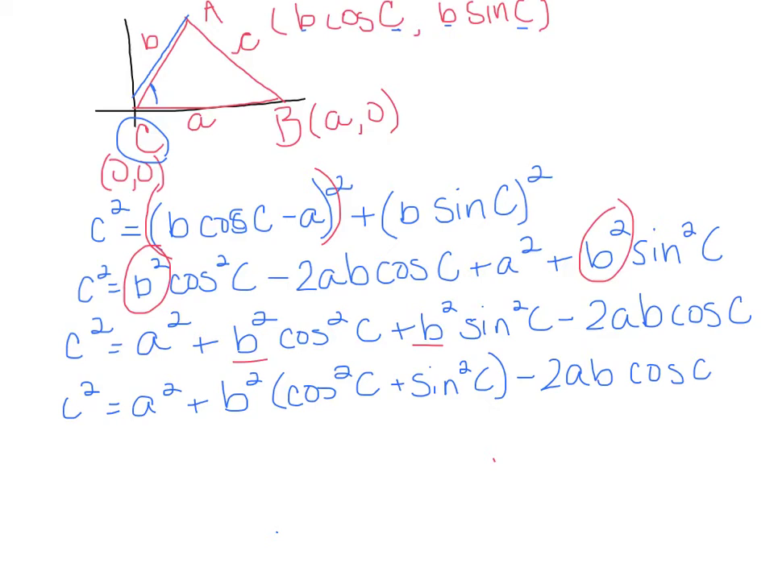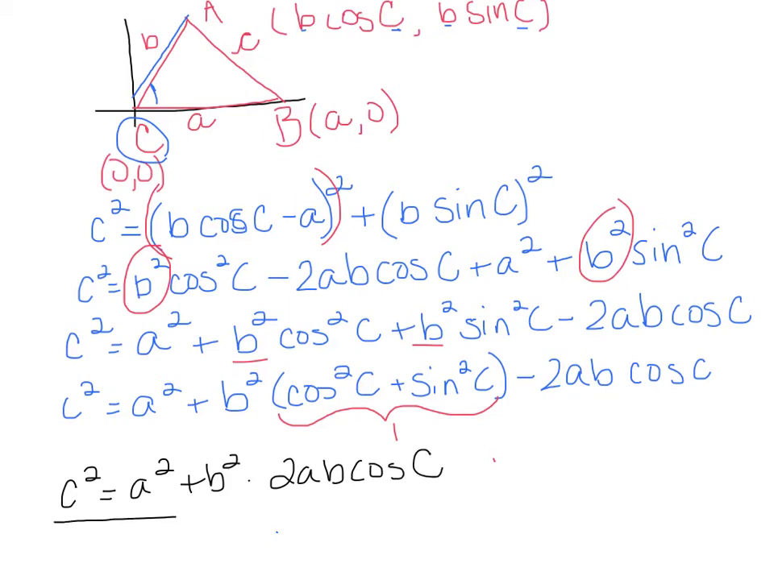Now you have to remember back to your Pythagorean identities. We have an identity that says sine squared of an angle plus cosine squared of the same angle is equal to 1. So we can replace this entire section with the value 1. And 1 times b squared is simply b squared. When we finish, we get c squared is equal to a squared plus b squared minus 2ab times the cosine of c. This is one form of the law of cosines.